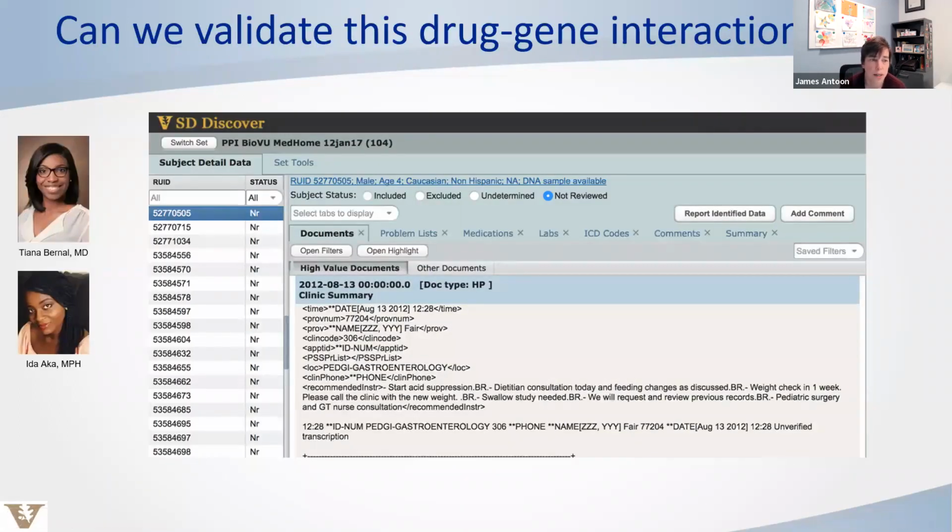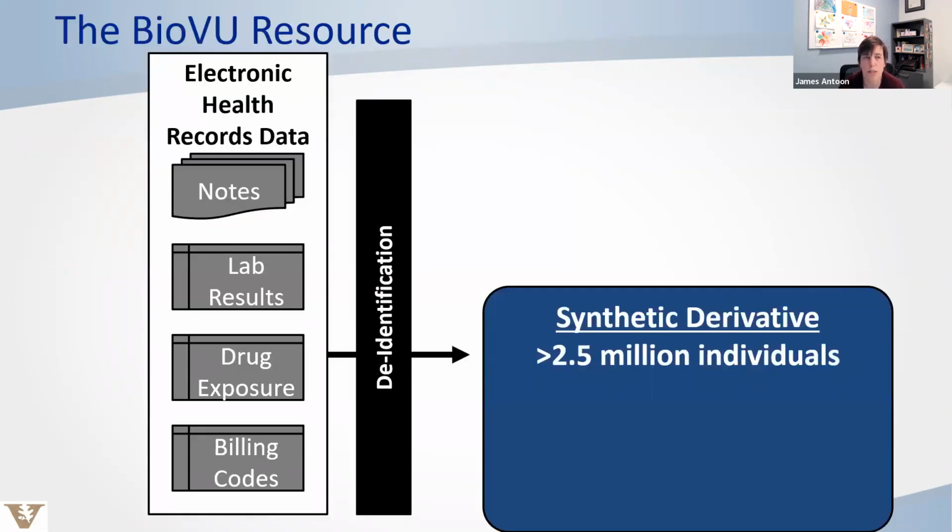So working with Tiana Bernal, who was a pediatric GI fellow in my lab at the time, and my research assistant, Ida Aka, we set out to see if we could validate this drug-gene interaction that had been seen, specifically thinking about these adverse events in pediatric patients. What we used to do this was the BioView resource, which is an electronic health records data resource, where the data from the electronic health record are de-identified to create something that we at Vanderbilt call the synthetic derivative. You can think of this as kind of a mirror image of the electronic health record that contains information on over 2.5 million individuals.